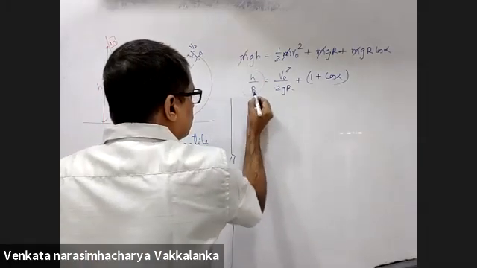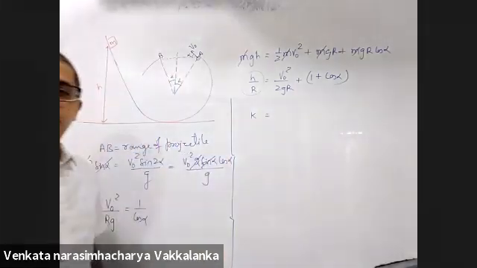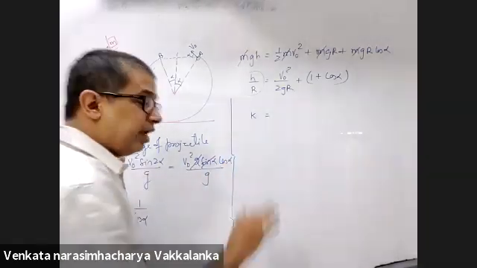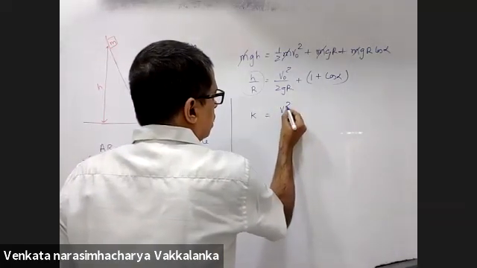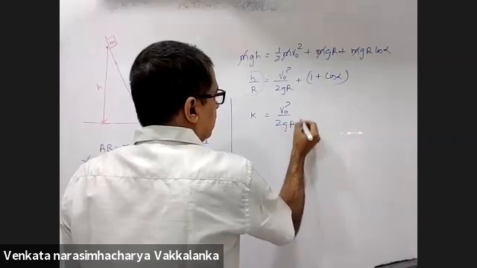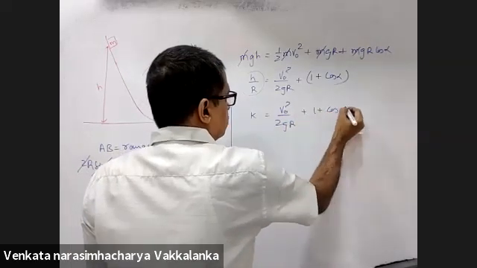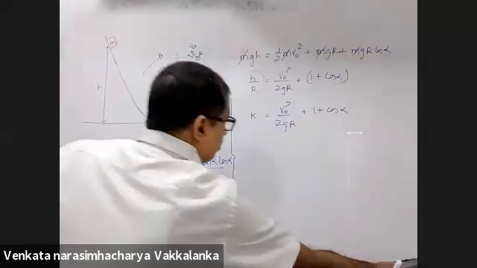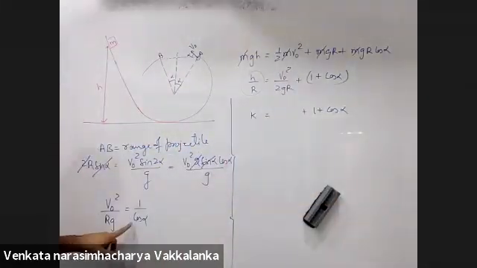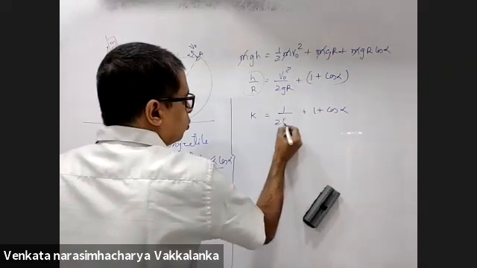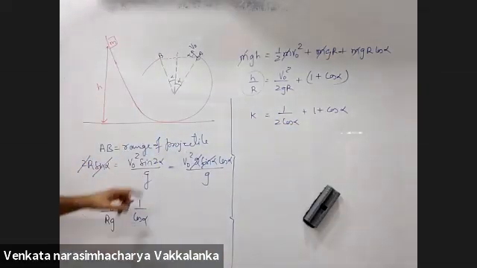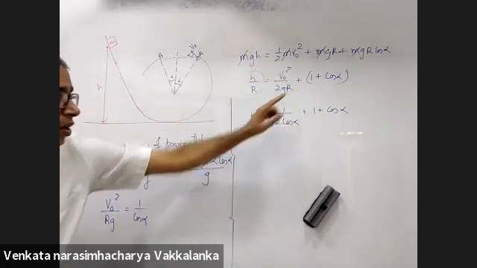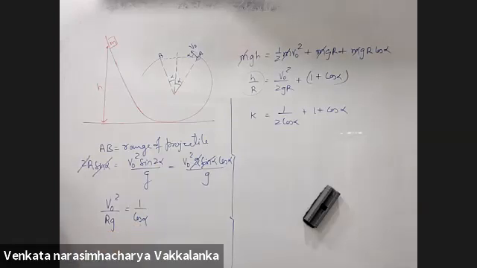Call this some constant called k. So k equals h by r equals v naught square by 2gr plus 1 plus cos alpha. Now v naught square by 2gr, intentionally I brought it in that format, will be 1 by 2 cos alpha. Why did we divide all throughout by gr? We did that intentionally so that I am getting v naught square by gr, which is 1 by cos alpha.